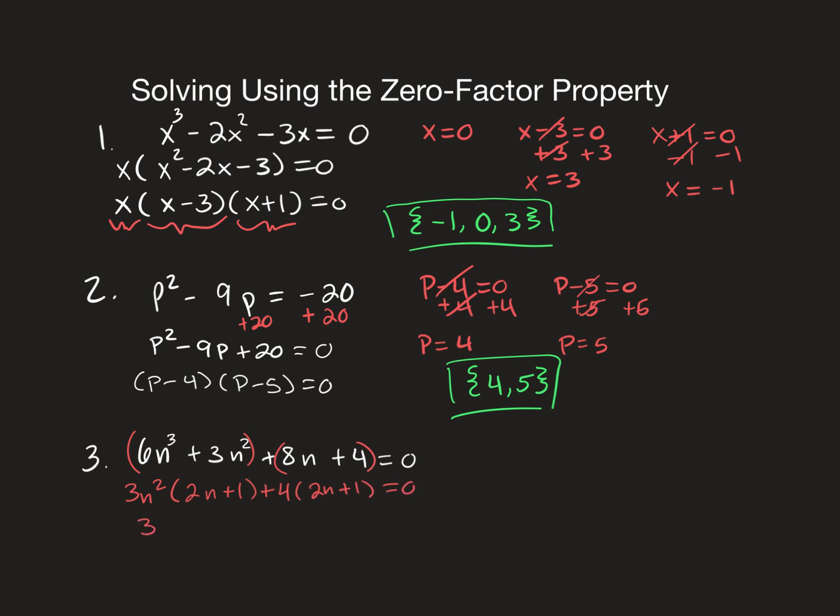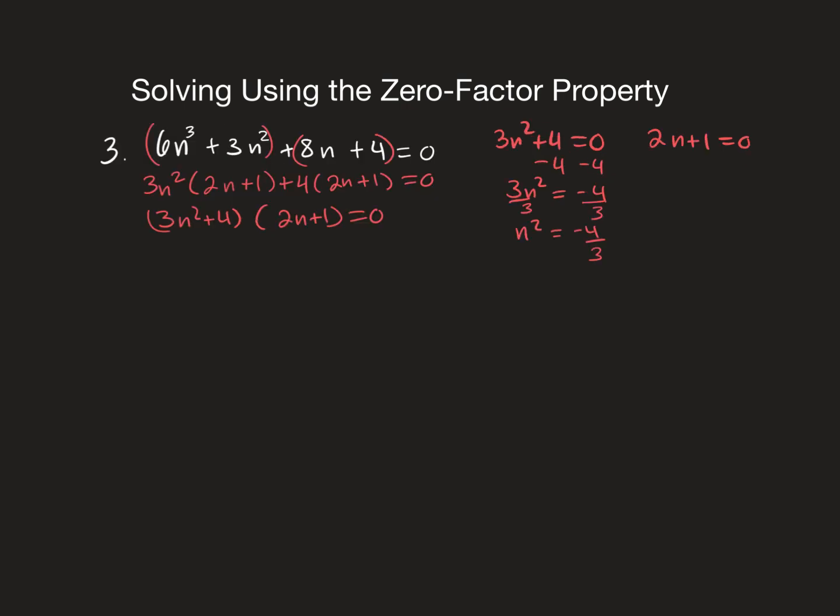We have (3n squared plus 4) and (2n plus 1) equals 0. So we're going to need to set these equal to 0, just like how we have been. So we will have 3n squared plus 4 equals 0 and 2n plus 1 equals 0. This problem is a little different because we have n squared. So we are going to use another property to solve that when the time comes. Subtract 4, and then we're going to divide by 3 and have n squared equals negative 4/3.